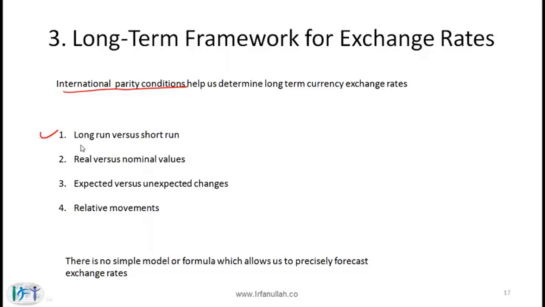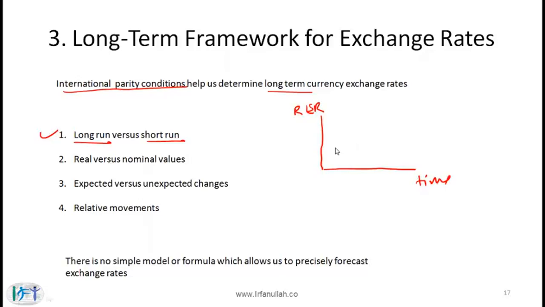The first one to talk about is long run versus short run. As indicated here, international parity conditions help us determine long-term currency exchange rates. So what about the short run? Exhibit 2 in the curriculum gives us a nice little illustration, where the exhibit gives us real exchange rates on the y-axis, time on the x-axis.